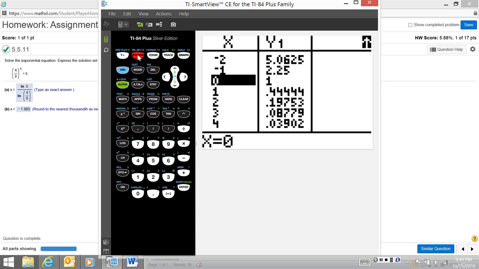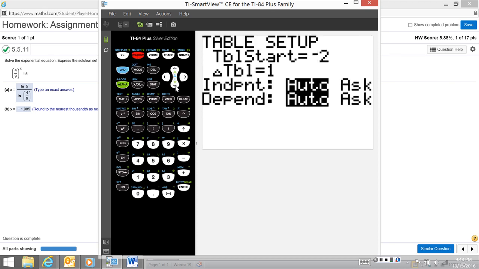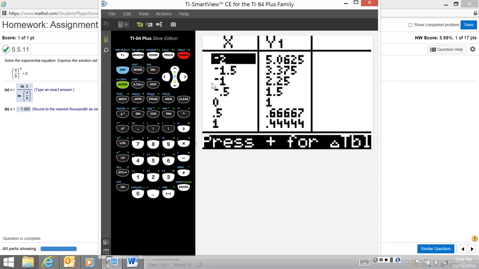If, for instance, you needed it smaller, this is going by ones right now, but I could change it to 1/2. And now it's going to go up by 1/2. So I can have this do whatever. If you need it by tenths, anything like that, so you can get the best answer possible, and you can get a wide variety and scroll through and find the one you're looking for.